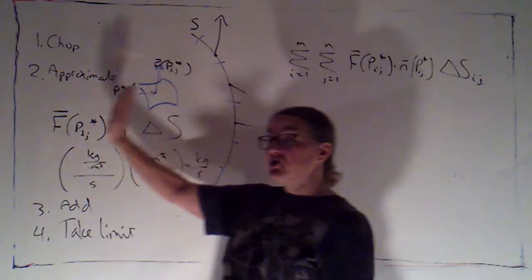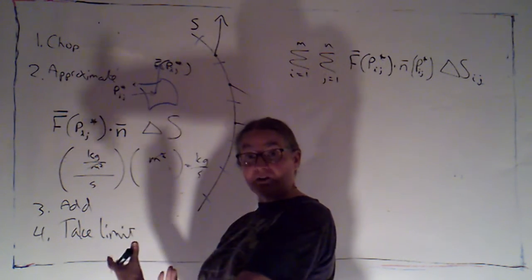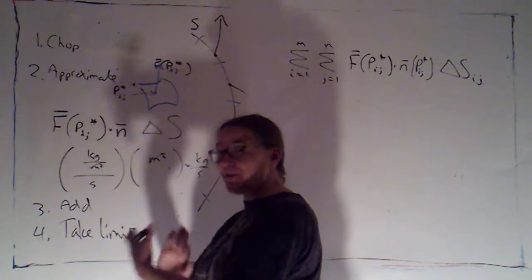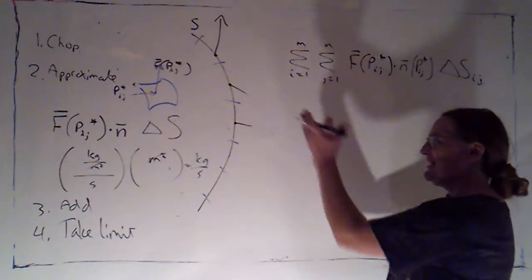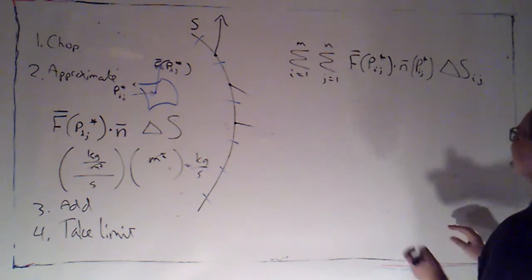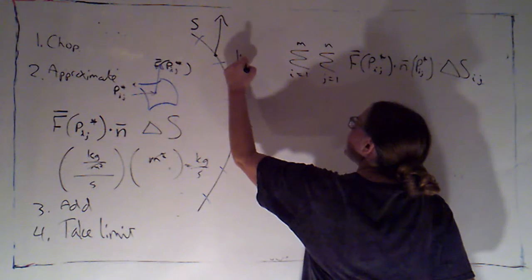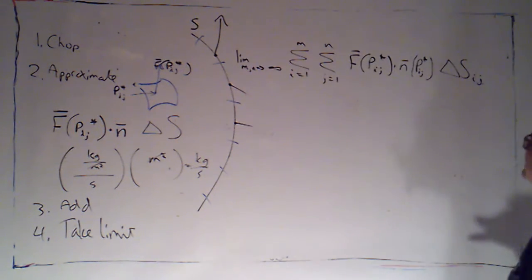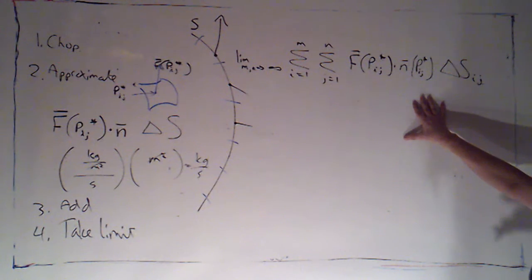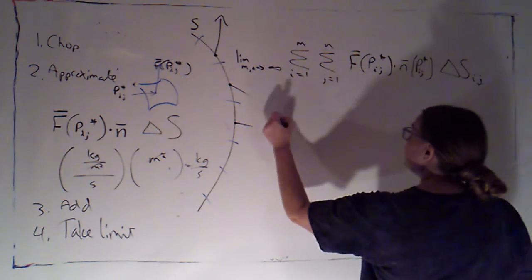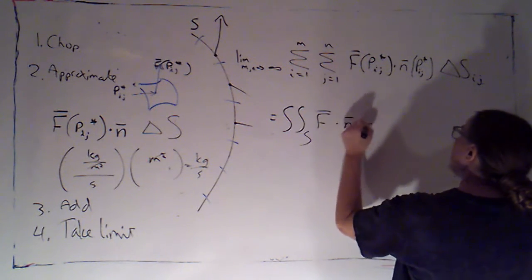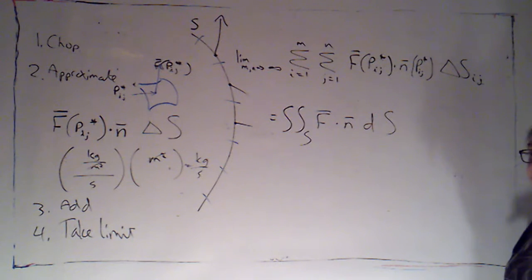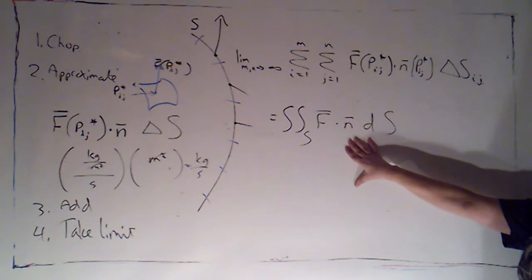If my chopping is induced by a chopping of the parameters in the parameter plane, I would rig things so that each rectangle had the same area. But we generally don't ensure that each little patch of surface has the same surface area. And then we'd be taking the limit as m and n go to infinity. And so what that becomes is the limit of a double Riemann sum. This is going to be the double integral over S of f dotted with n dS. And that is what we said was the formula for our flux.